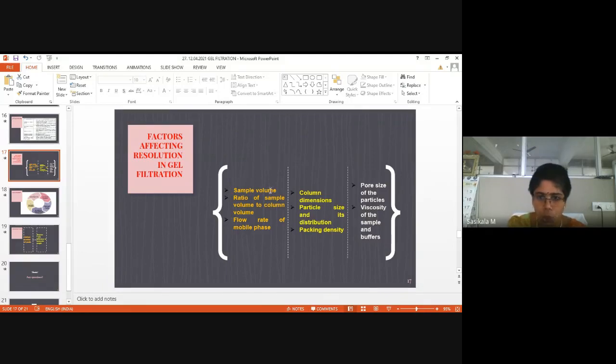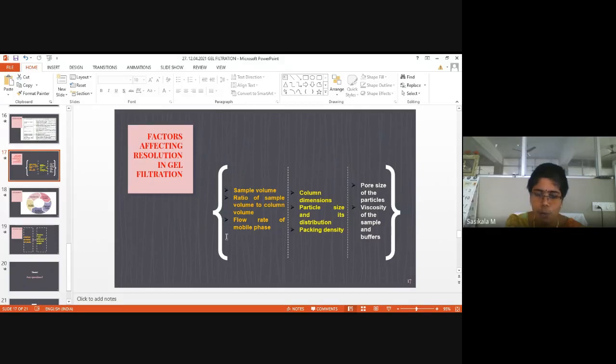So what are the factors that affect resolution in gel filtration? Sample volume. If the sample volume is increased or changed, it will affect the peak resolution. The ratio of sample volume to column volume: the gel packing should be a high ratio compared with the sample volume. Then only we will get high resolution. So that should be monitored while packing and loading the sample, like a 1:10 ratio. Likewise, the ratio must be maintained to get peak resolution.